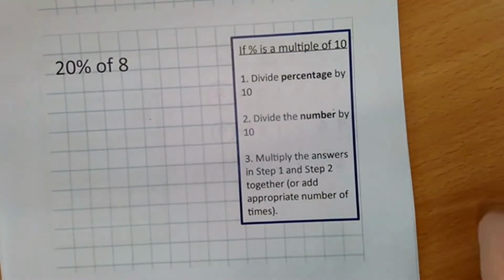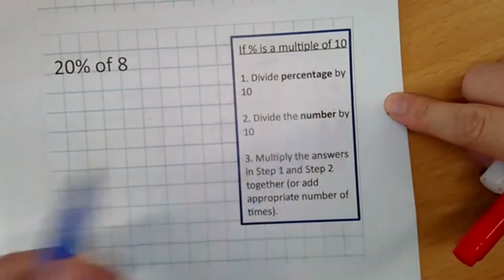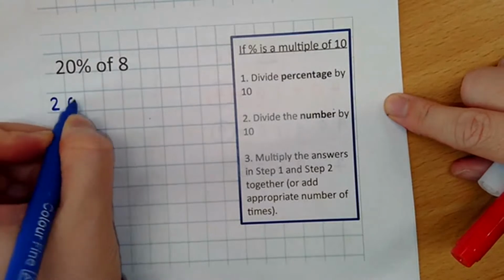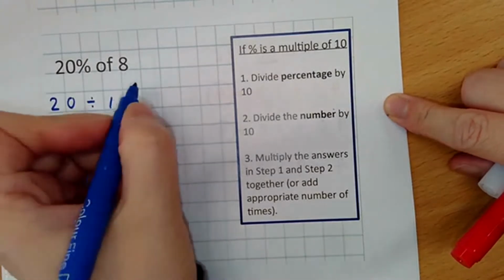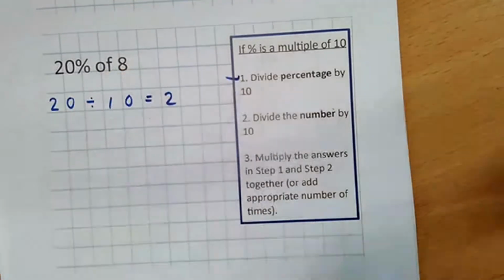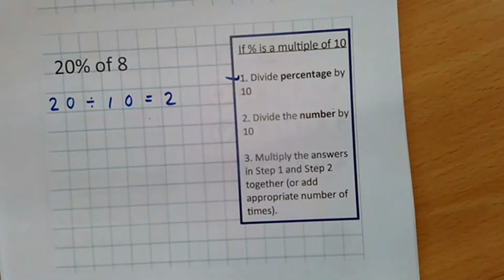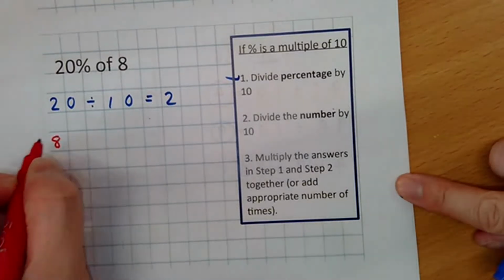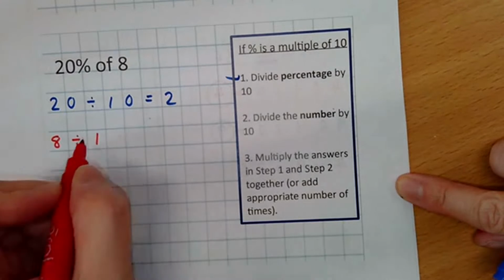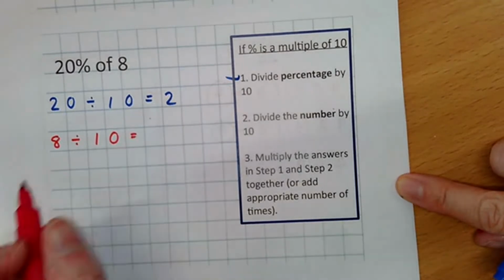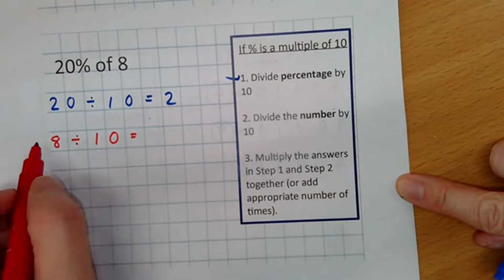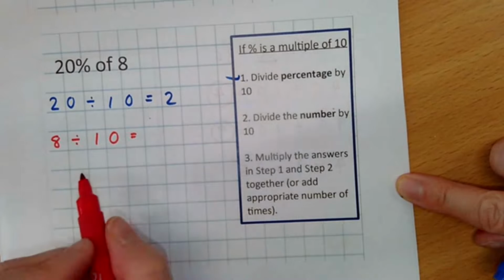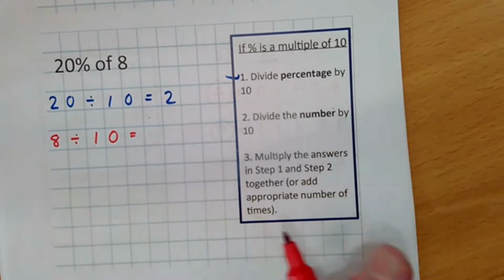Let's take a look at this one. First of all, divide percentage by 10. What's my percentage? 20. Good. Divided by 10 equals 2. Now I'm going to divide my number by 10. What's my number? 8. Good. Divided by 10 equals. Now, this seems a little bit strange because I can't divide 8 by 10. But remember the trick that we used here.